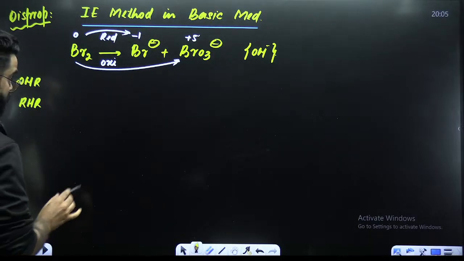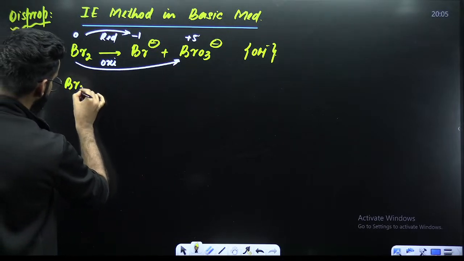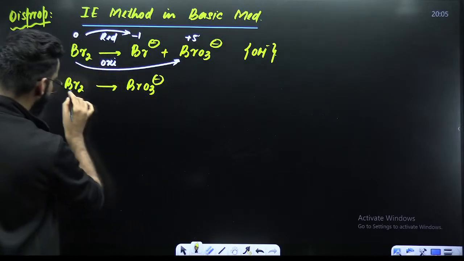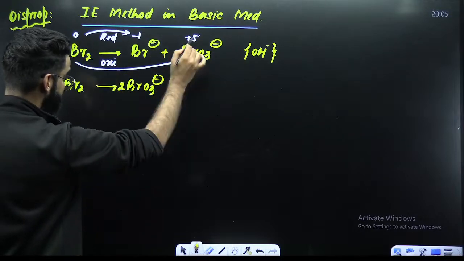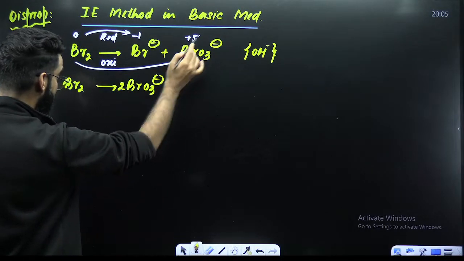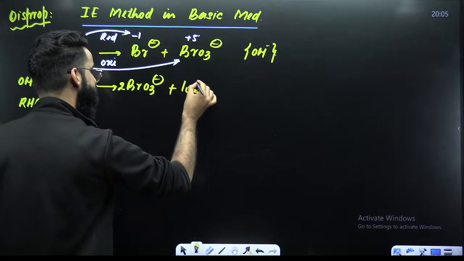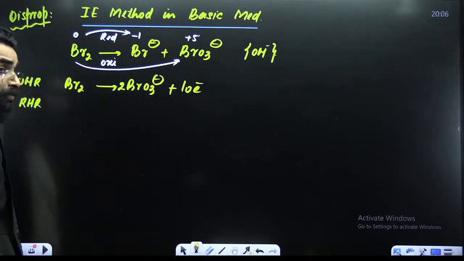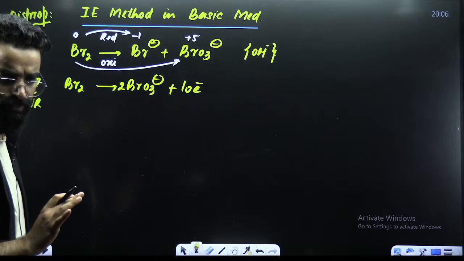In oxidation reaction, what is happening? Br2 is getting converted into BrO3 negative. Since you have got 2 Br here, make it 2 BrO3 negative. Now, 0 to +5. What is the change? Change is 5 for 1. I have 2, so 5 twos are 10. So Br2 will be losing 10 electrons, then getting converted into 2 times BrO3 negative. Point number 1.